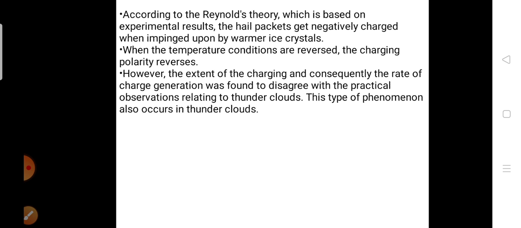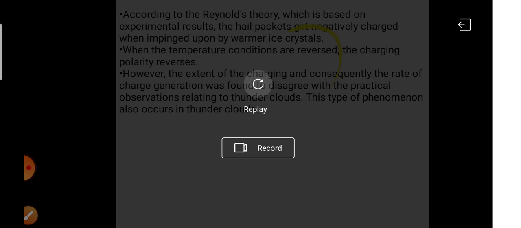However, the extent of the charging and consequently the rate of charge generation by Reynolds was found to disagree with the practical observations relating to the thunderclouds. So this type of phenomenon also occurs in thunder clouds, where the theories do not agree with the practical results.